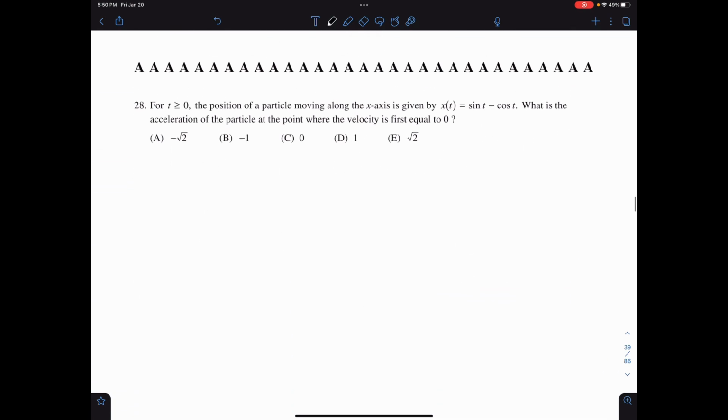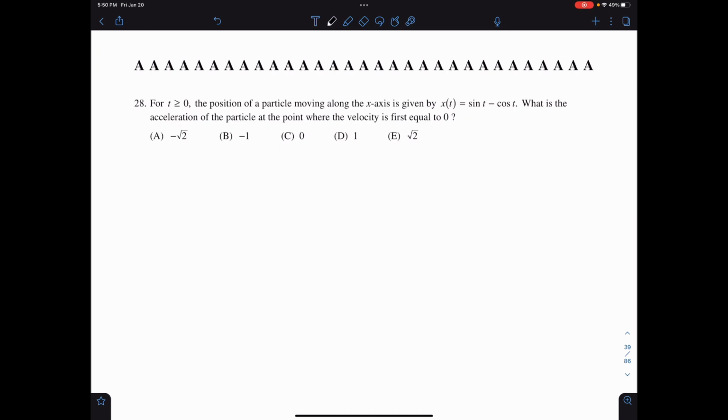Now 28 is the last problem. For t greater than or equal to 0, the position of a particle moving along the x-axis is given by x of t is equal to sine t minus cosine t. What is the acceleration of the particle at the point where the velocity is first equal to 0? Okay, so we have x of t given by sine of t minus cosine of t. And we're trying to find the first point where the velocity is equal to 0.